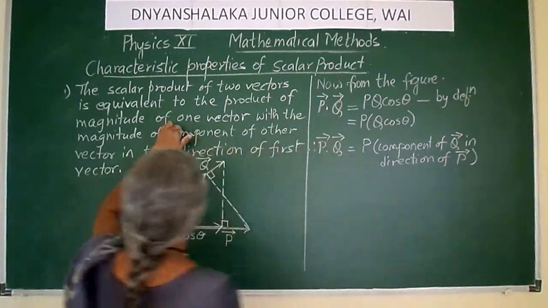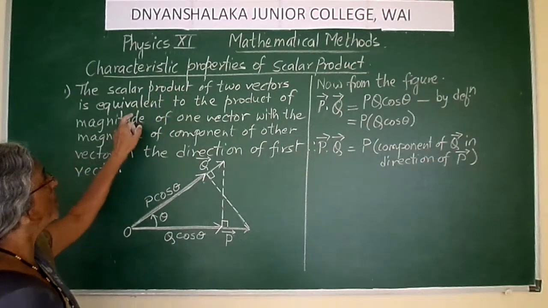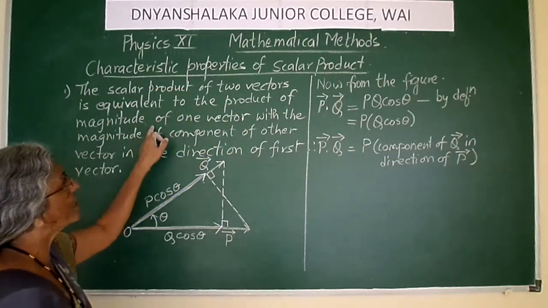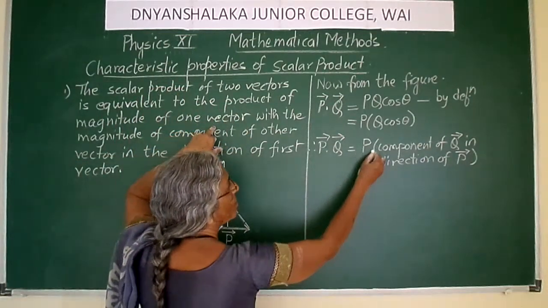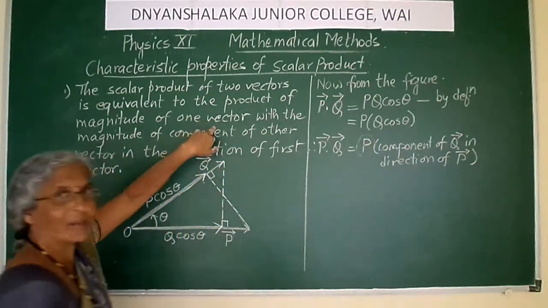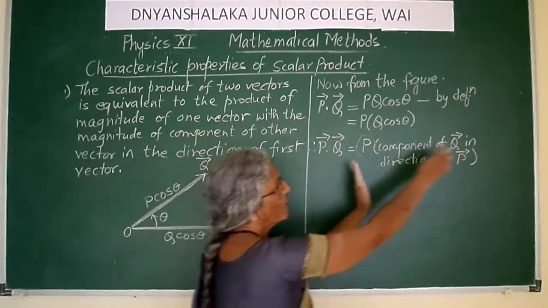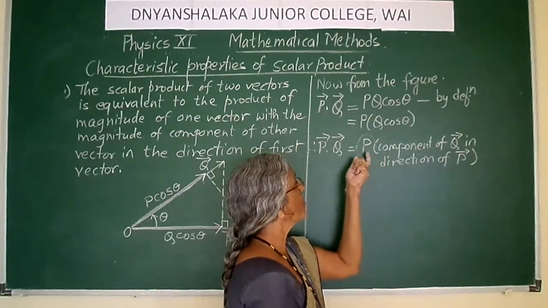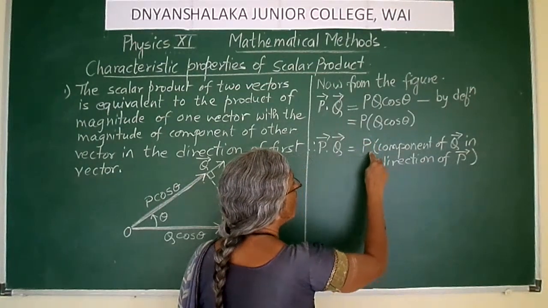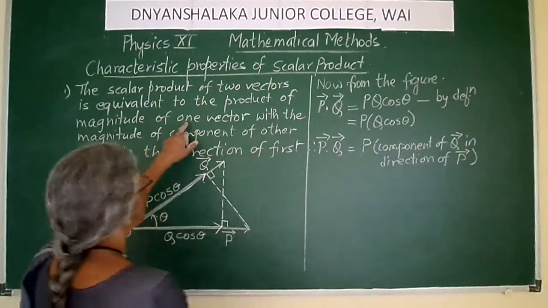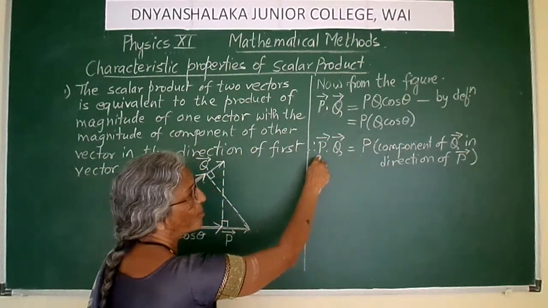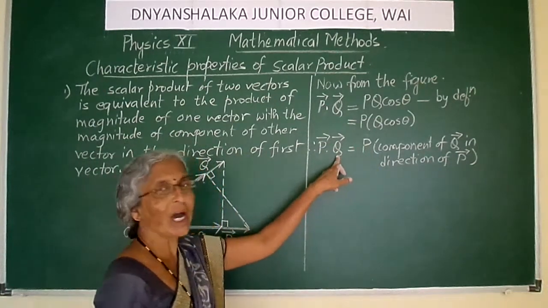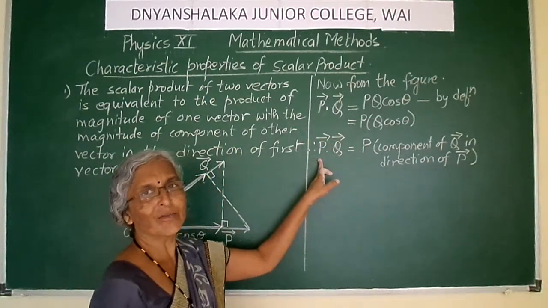That is what we have written, isn't it? The scalar product of two vectors is equivalent to, means equal to what? Product of magnitude of one vector. Product means multiplication. So this P is being multiplied with this. So what is this multiplication? Magnitude of one vector. Isn't P the magnitude of vector P? So this is the magnitude of one vector into the component of the other vector in the direction of the first vector.